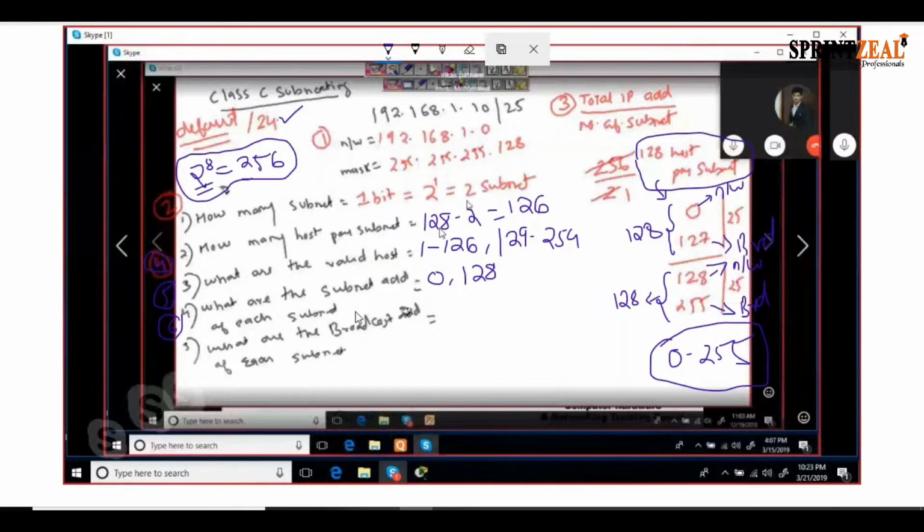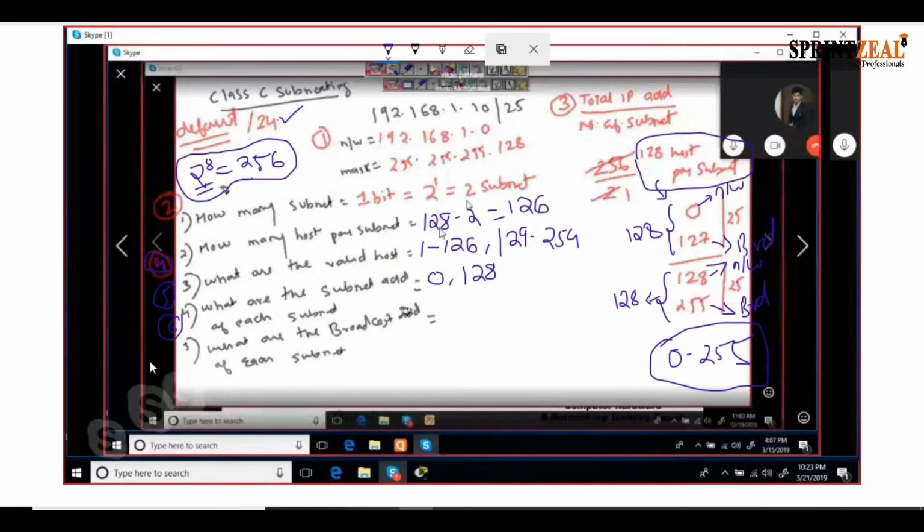It should be 192.168.1.0, and another one is 192.168.1.128. Okay, got it. Done?